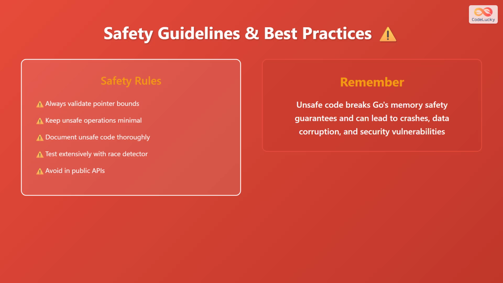When working with the unsafe package, adhere to these safety rules. Always validate pointer bounds. Keep unsafe operations minimal. Document unsafe code thoroughly. Test extensively with the race detector. Avoid unsafe operations in public APIs. Remember that unsafe code breaks Go's memory safety guarantees and can lead to crashes, data corruption, and security vulnerabilities.